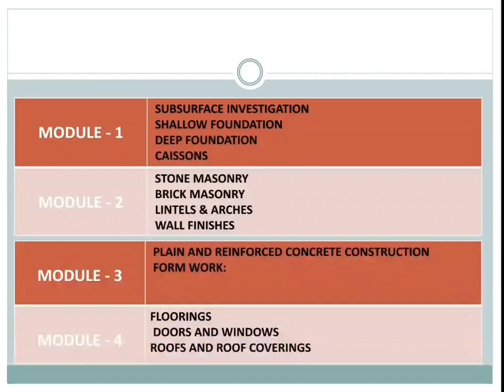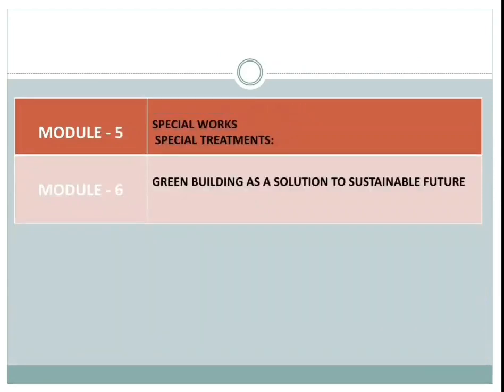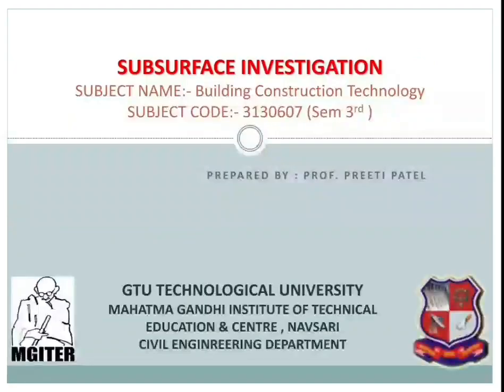In module 2: stone masonry, brick masonry, lintel and arches, wall finishes. In module 3: plain and reinforced concrete construction, formwork. In module 4: flooring, doors, windows, roofs and roof covering. In module 5: special work, special treatment. Module 6: green building as a solution to sustainable future.